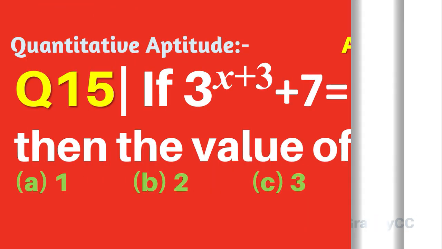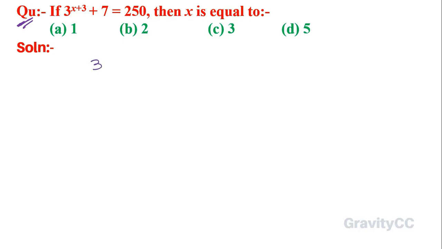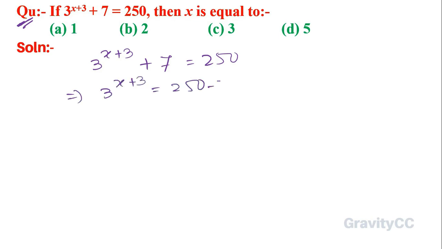If 3 to the power x plus 3 plus 7 equal to 250, then x is equal to. So here given that 3 to the power x plus 3 plus 7 is equal to 250. So 3 to the power x plus 3 is equal to 250 minus 7. So implies that 3 to the power x plus 3 is equal to 243.